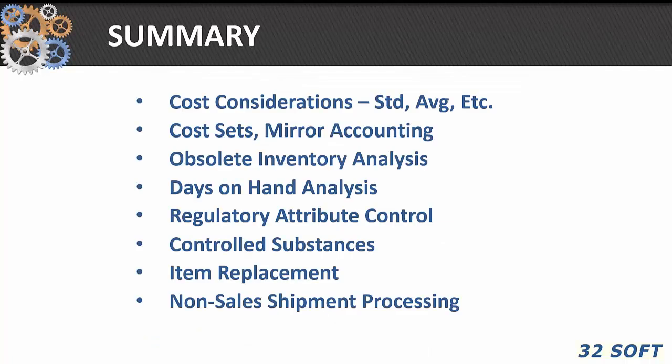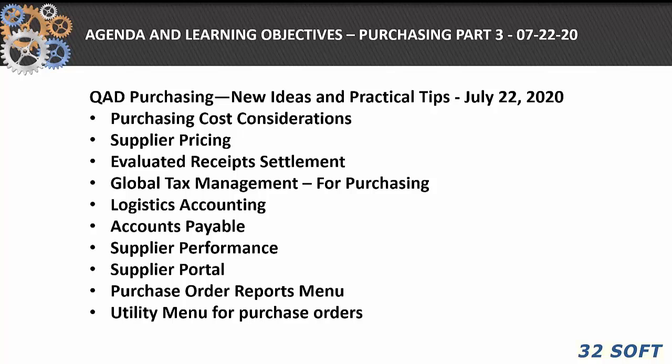So we covered a lot of information. We talked about standards, average, cost sets, mirror accounting. We looked at the obsolete inventory analysis and on-hand data analysis, which I find very, very helpful as a supply chain guy. We looked at regulatory affairs, controlled substance, item replacement, and non-inventory shippers. So that is about 45 minutes. So I'm going to turn it back to Miss Denise.